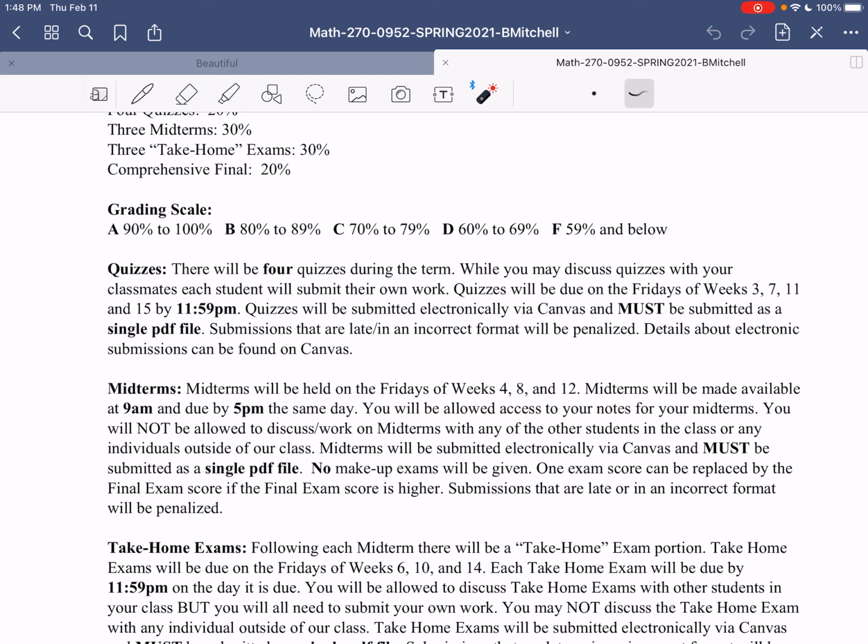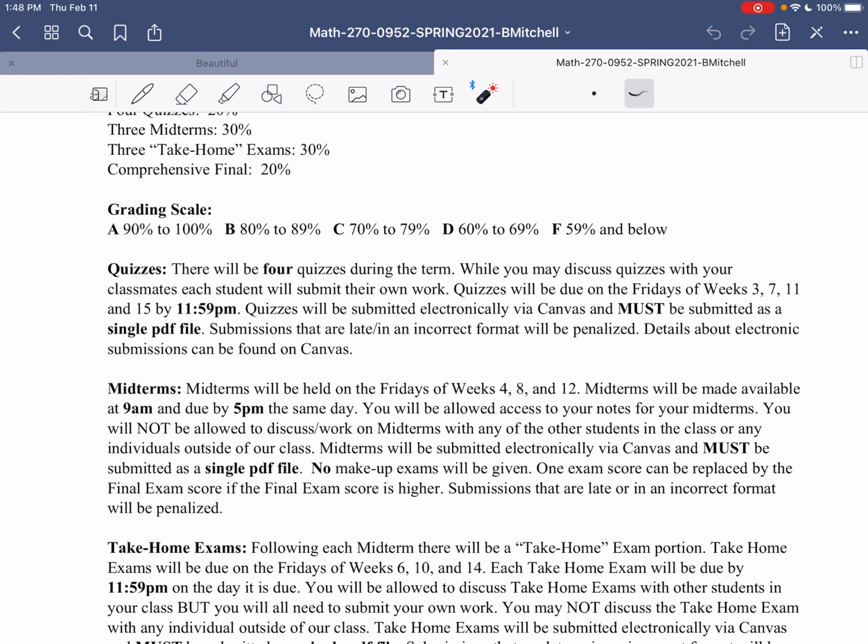What you're not allowed to do is discuss or work on the midterms with any of the other students in the class. So while for quizzes, it's fair game to discuss it amongst everybody in the class, for midterms, you're not allowed to discuss it with anyone in your class. And certainly, you are not allowed to discuss it with any individuals outside of our class. Midterms, just like the quizzes, will be submitted electronically via Canvas, and again, must be submitted as a single PDF file.